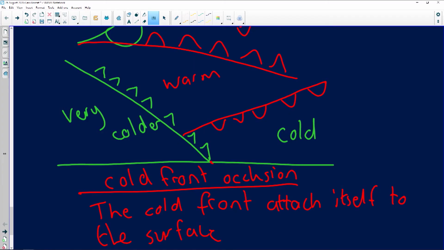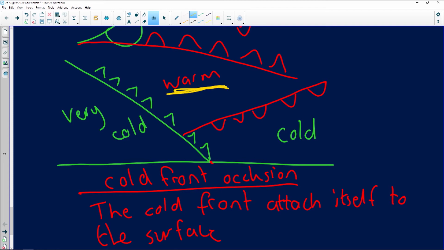But when we experience a cold front occlusion, the air behind the cold front is colder than the air in front of the warm front. Let's have a look at the diagram. As you can see, a cold front occlusion is when the cold front attaches itself to the surface. The air behind the cold front is colder than the air in front of the warm front. As you can see, all the warm air has been displaced.